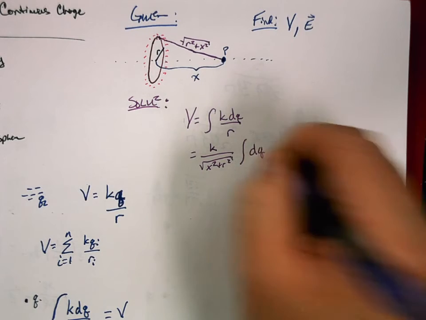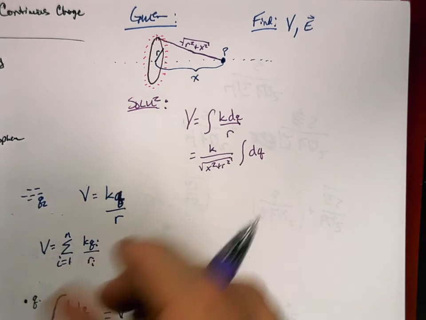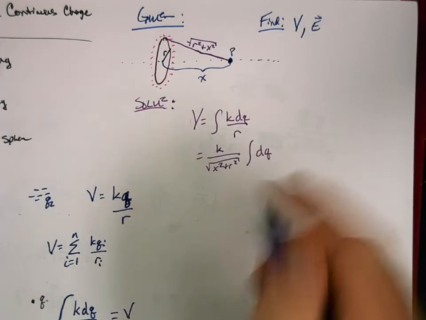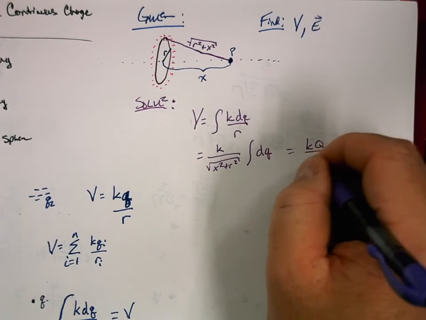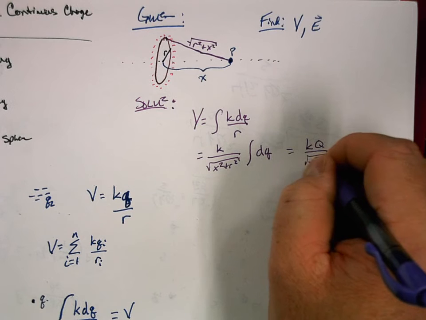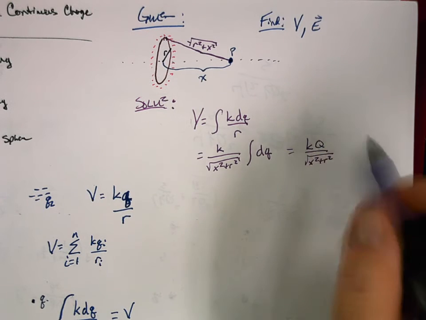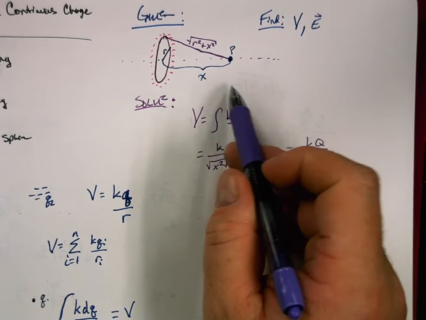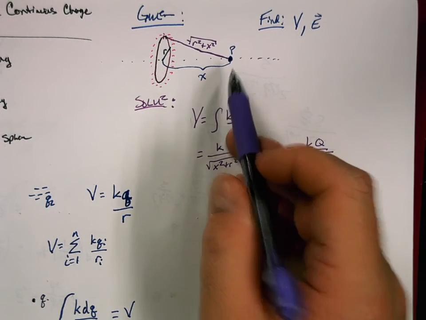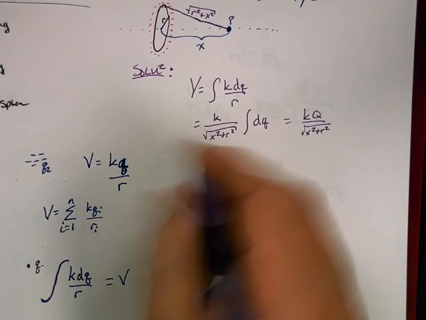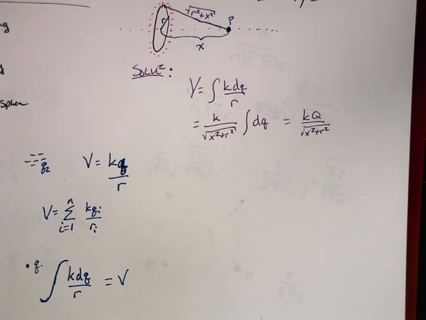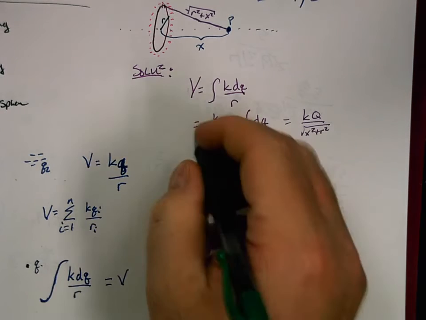The integral of dq is just q. So this would be our potential at this point from the ring. But we also have to solve for E. And so let's solve for E.